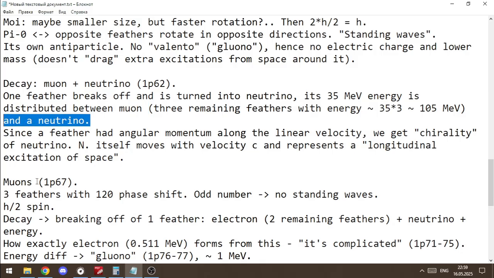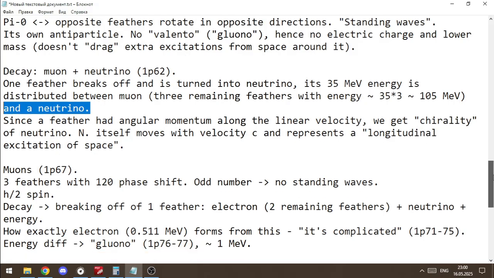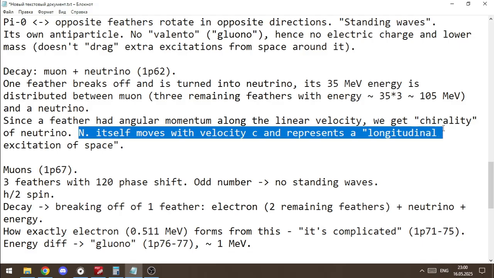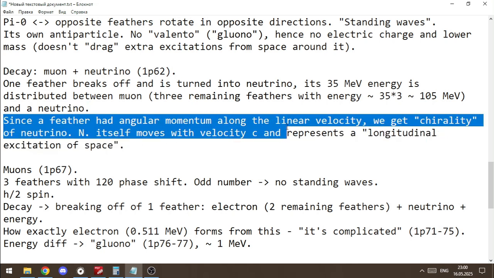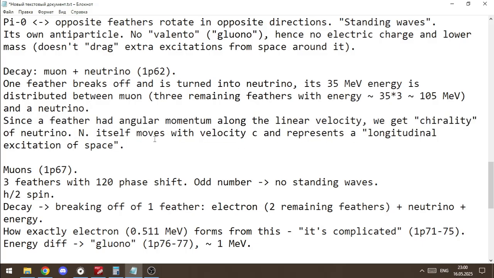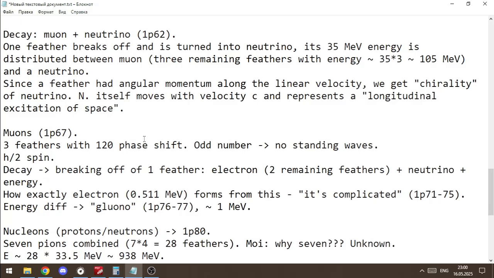Now, in Burtaev's theory, neutrinos are massless, so neutrino moves with velocity c because it's massless, and it represents something like a longitudinal excitation of space. That's how Burtaev himself describes it, okay? And since the feather had angular momentum along the linear velocity, we get chirality for a neutrino, all right? So, yeah. Well, there you go.